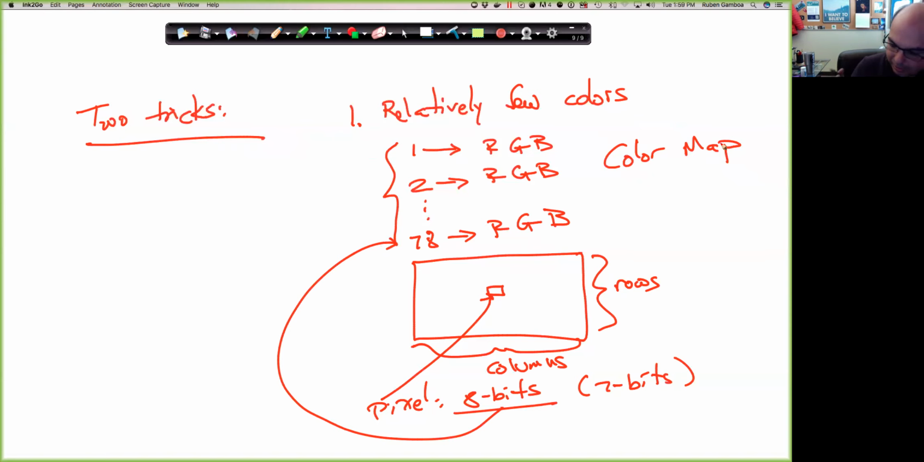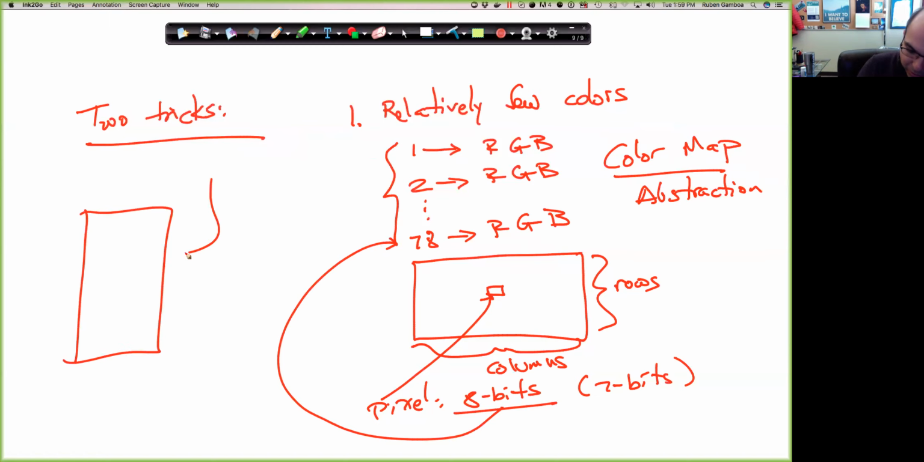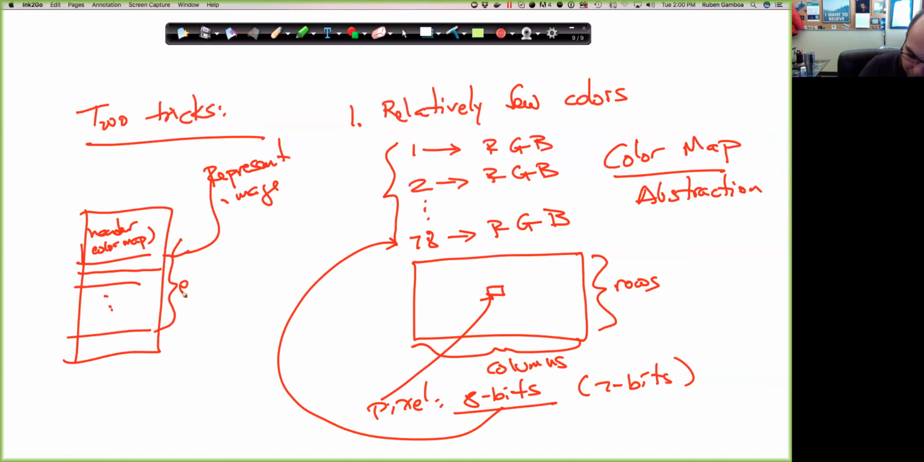And I'm just going to beat a dead horse. I realize that the horse is dying, but I want it to die. This is an abstraction, because now I refer to color number 12 instead of actual red, green, blue components. And now my file, this is the way that I represent an image. I have a header, which has the color map. These are the colors that I will use. And then I will simply have an entry for each pixel. So this is one way of encoding the colors.